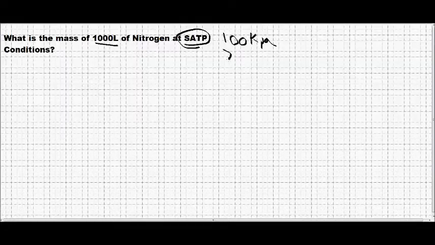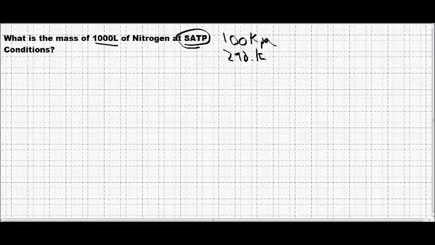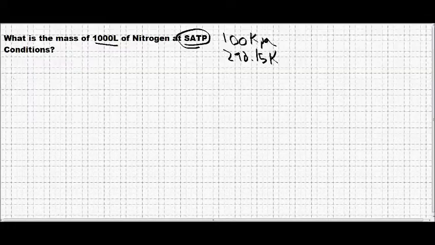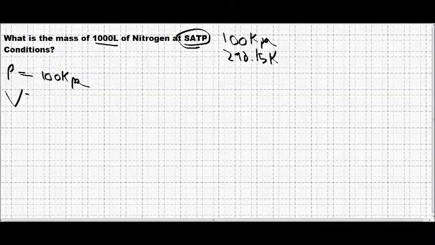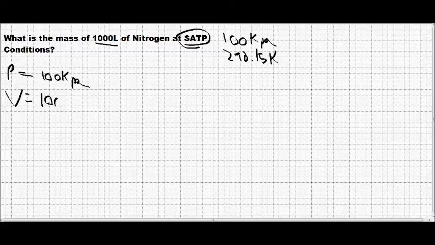And we know that our temperature is 298.15 Kelvin. Alright, so now we just need to fill this in. Let's just make a list and go down. So the pressure we know is 100 kPa. We just wrote this here, so we should know by now. Our volume is 1,000 liters of the nitrogen.